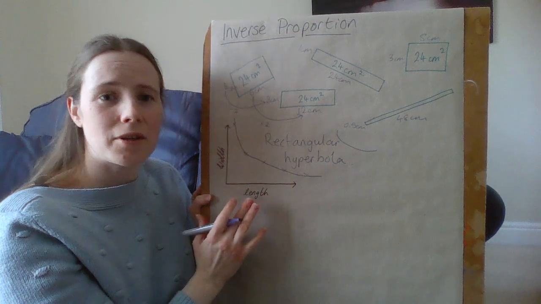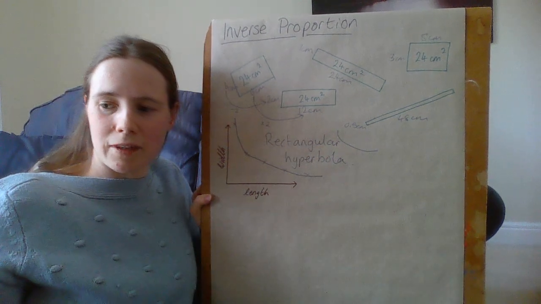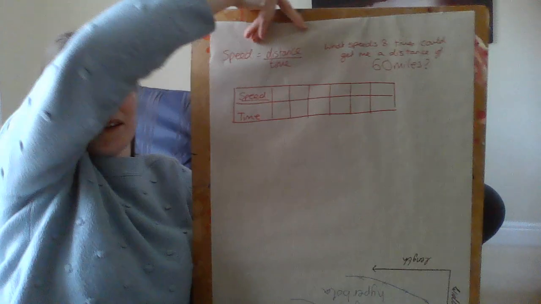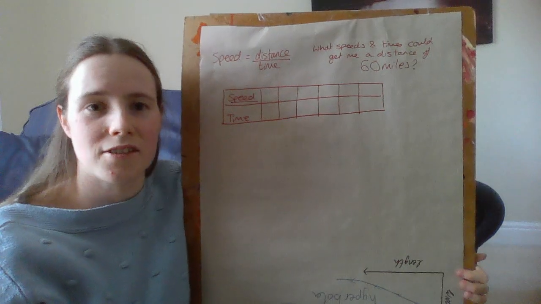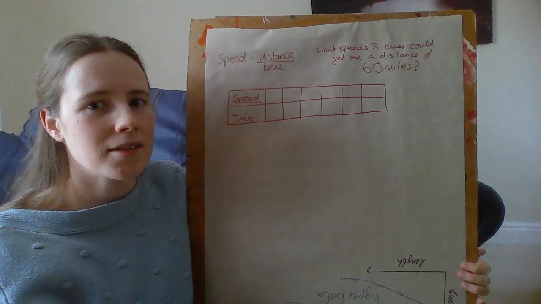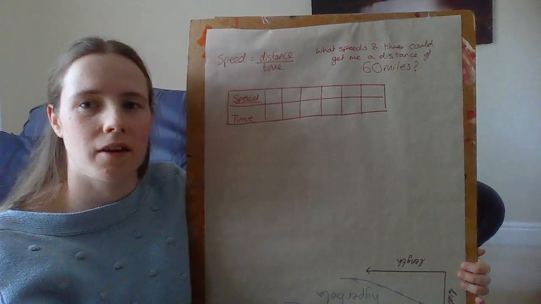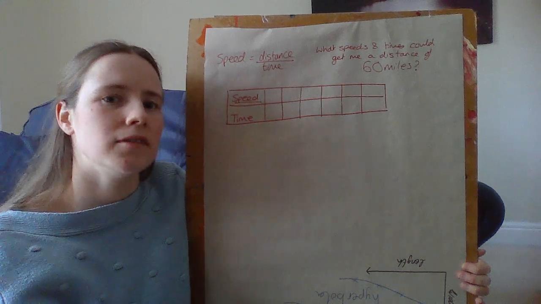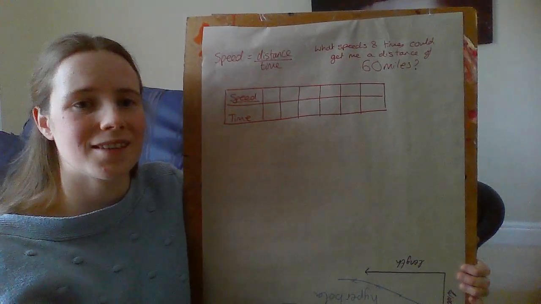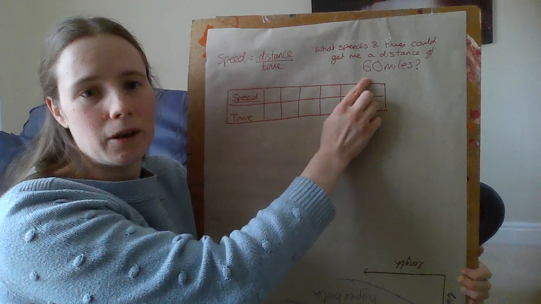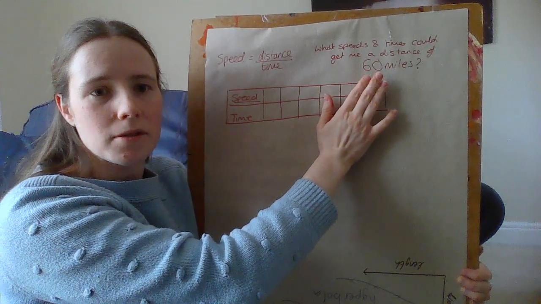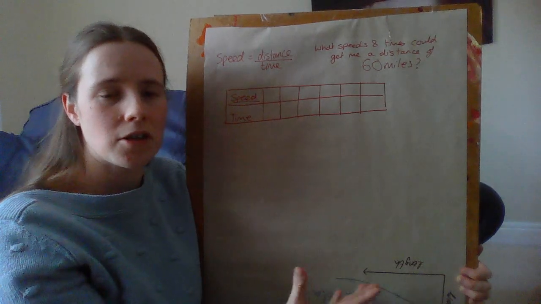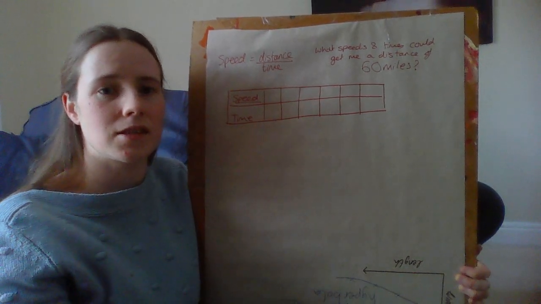Okay, I'm going to show you another example of inverse proportional relationships now. Turn the board. So hopefully you are familiar with the formula speed equals distance divided by time. Let's have a think about some possible speeds and times that could go together if we had a fixed distance of 60 miles. So we know we're traveling 60 miles. We need to think about some different speeds we could travel and the times it would take me to get that distance of 60 miles.